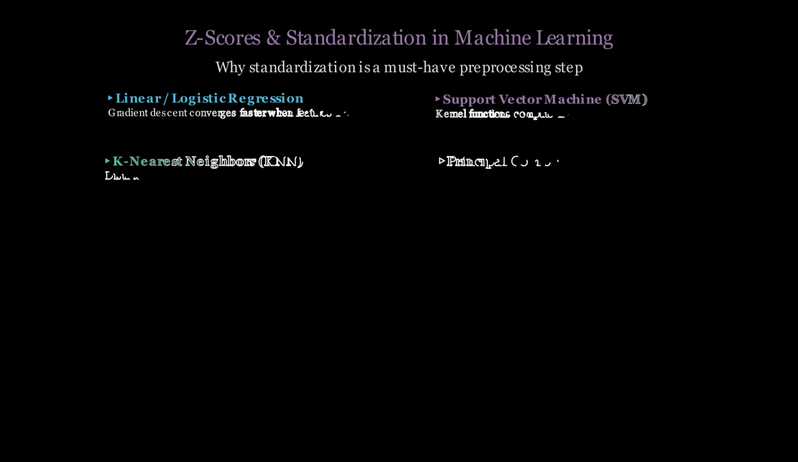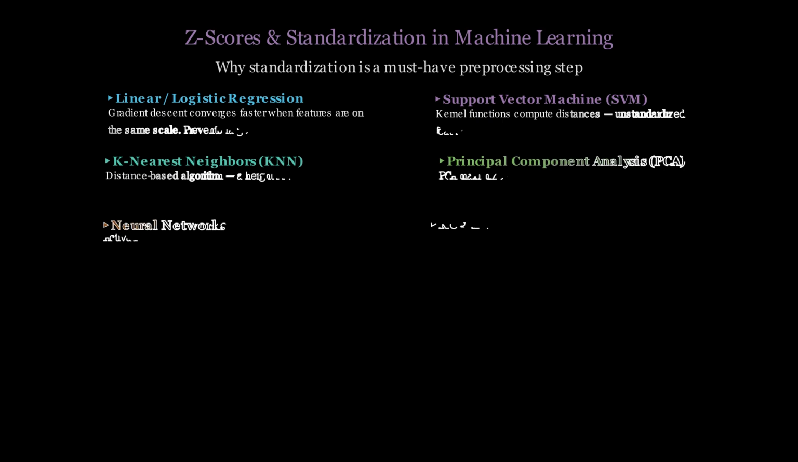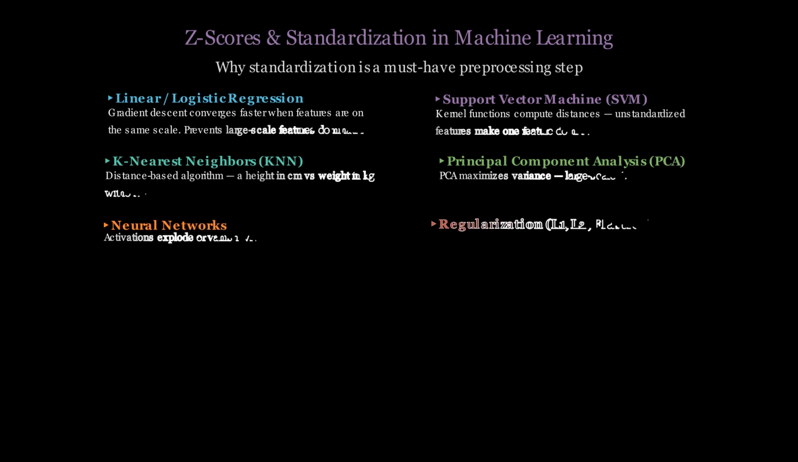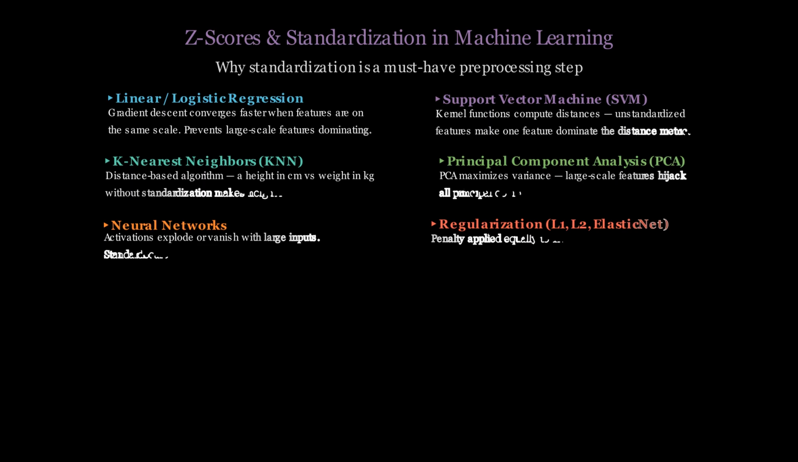For support vector machines, the kernel function computes distances between points. If feature A is measured in millimeters and feature B in kilometers, feature A becomes irrelevant in the distance calculation. For k nearest neighbors, the same distance problem applies. Comparing height in centimeters to weight in kilograms without standardization makes a kilogram scale weight dominate every distance calculation.